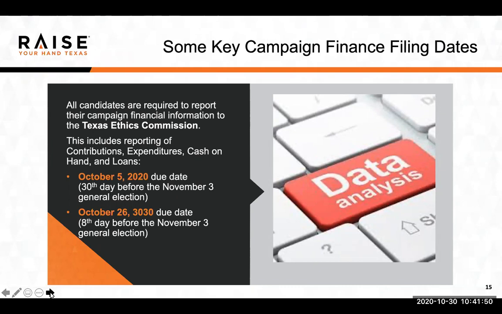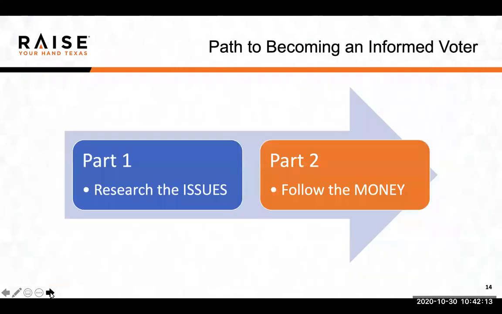I'm going to show you where you go to find this information, and you're going to learn about their contributions, their expenditures, how much money they have on hand, and any loans they have taken out. The October 5th date is really the first time that everyone around Texas, or really the United States, gets a peek into that campaign.